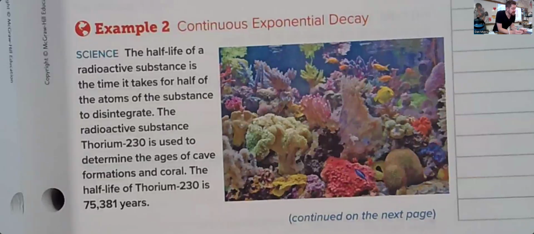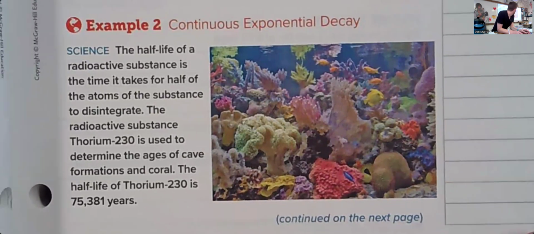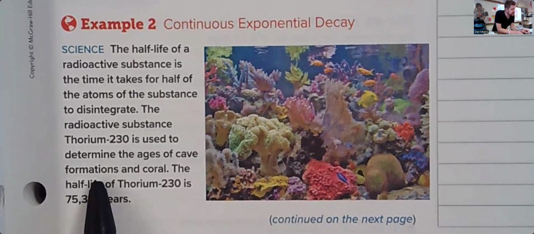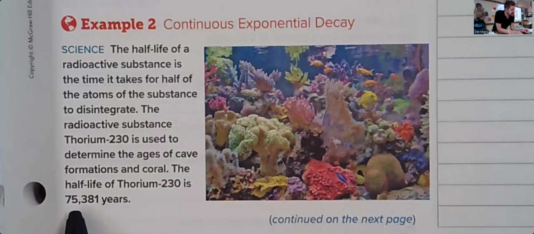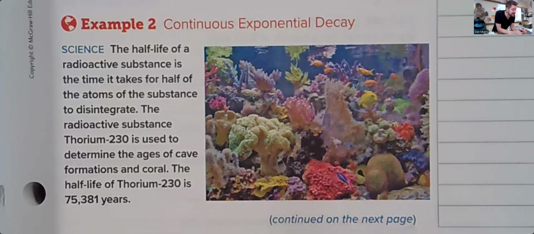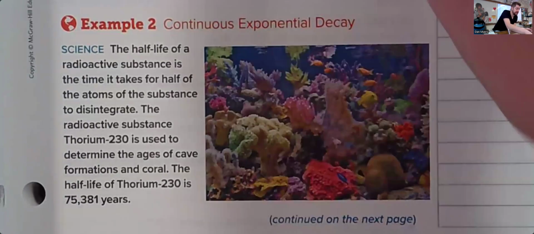The half-life of a radioactive substance is the time it takes for half of the atoms in the substance to disintegrate. The radioactive substance, thorium-230, sounds like something from Marvel, is used to determine the ages of cave formations and coral. The half-life of thorium-230 is 75,381 years. That is a long half-life, I think. I don't know much about how long an actual half-life is. It seems like a long time to me. All right, let's keep going.